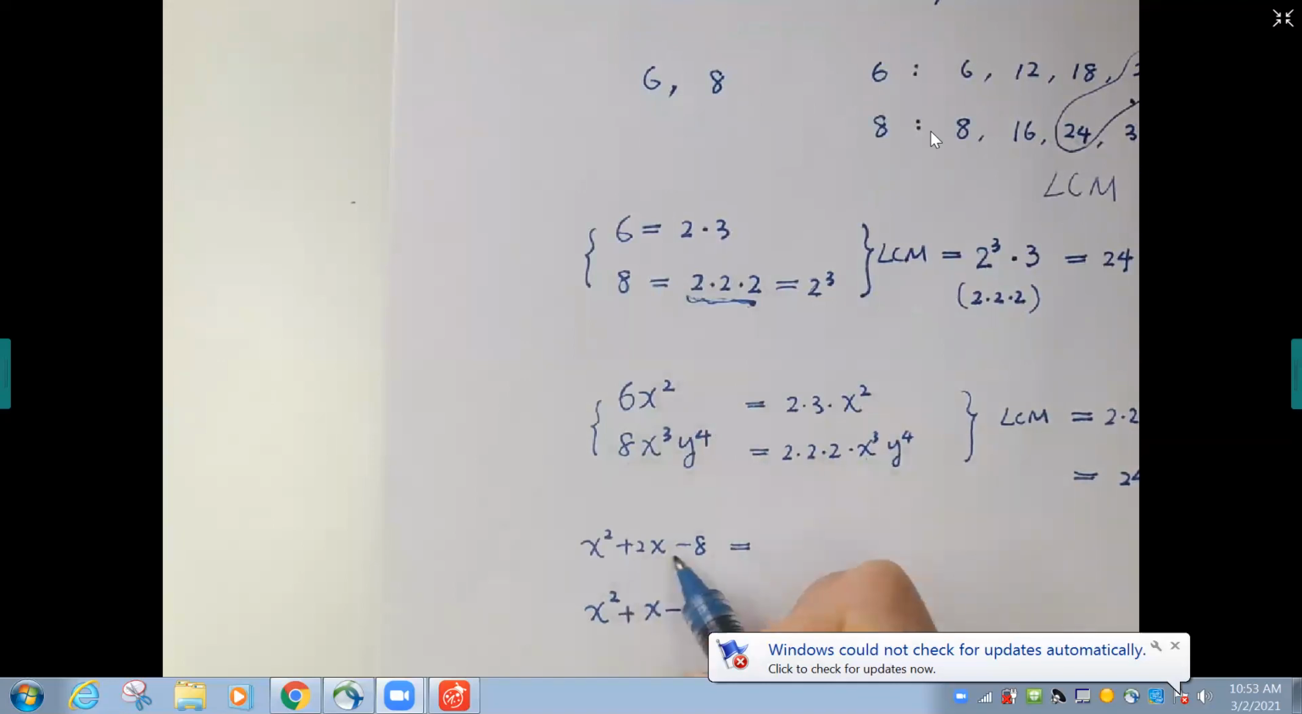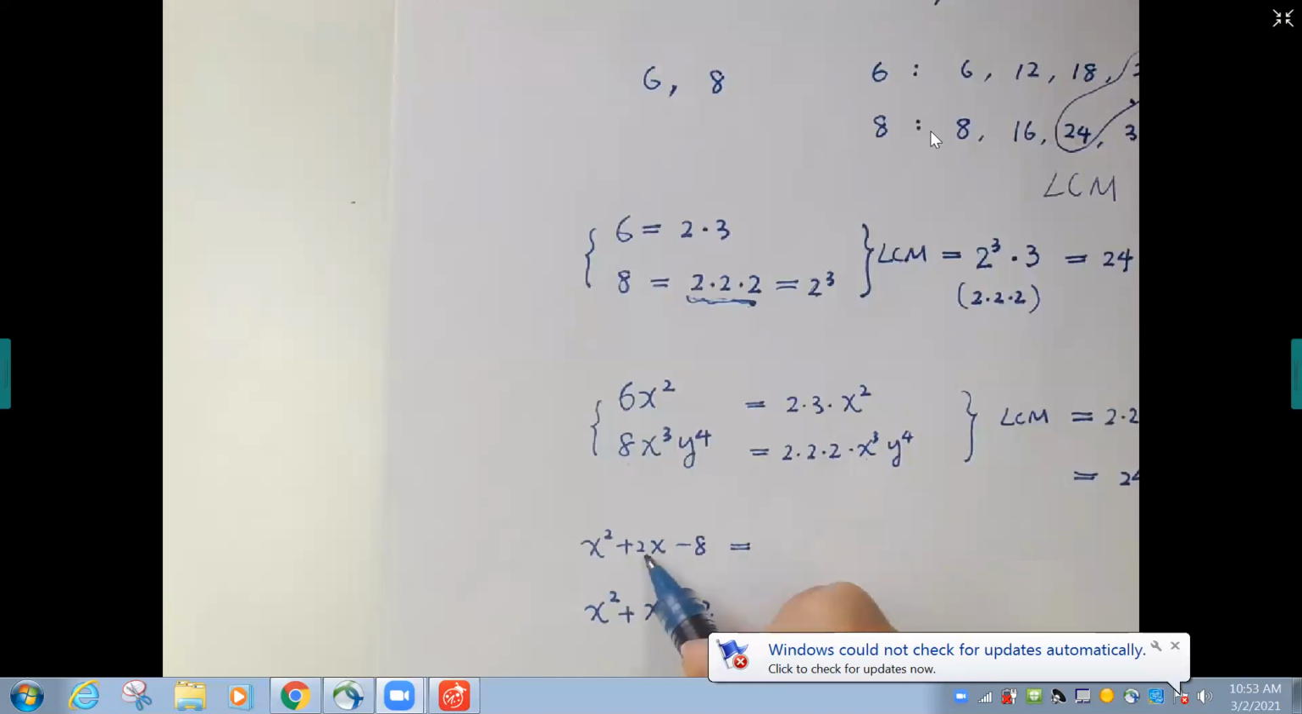How do we factor this trinomial? The leading coefficient is 1, and the product of the two numbers should be -8, and the sum should be 2. So we know 2 times 4 is 8. One of them has to be negative.